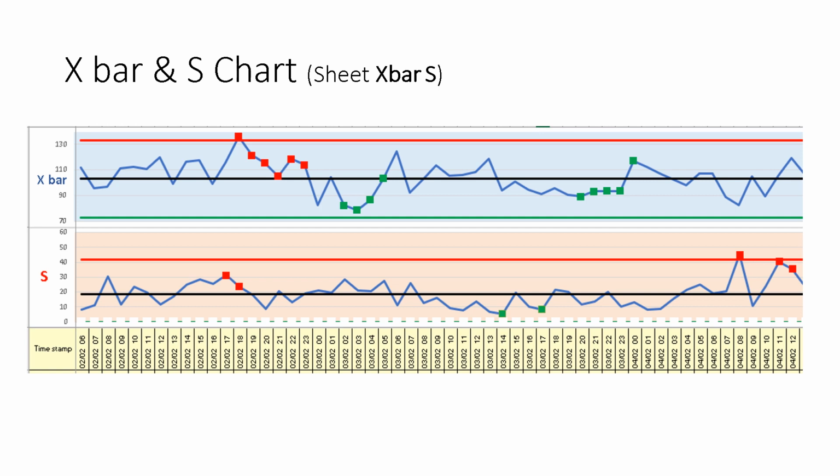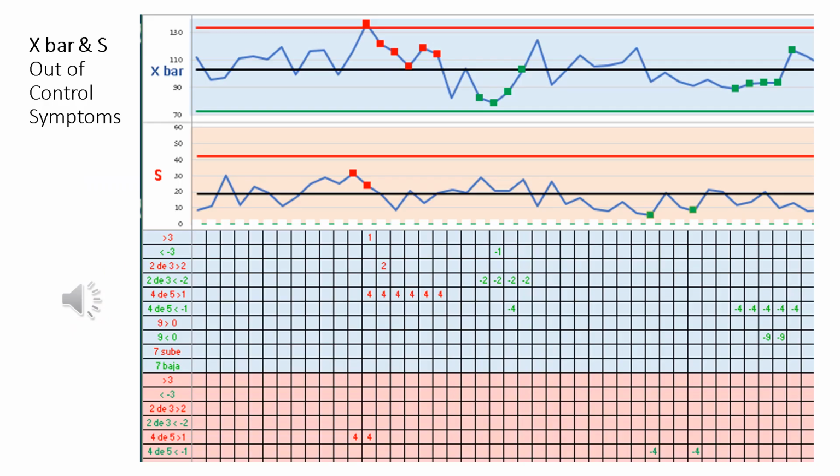Operators must be trained to interpret these out-of-control situations in order to make the required corrections in the process as soon as possible. Here we can see the specific symptoms alerting each out-of-control situation. The different symptoms may require different actions from the operator.